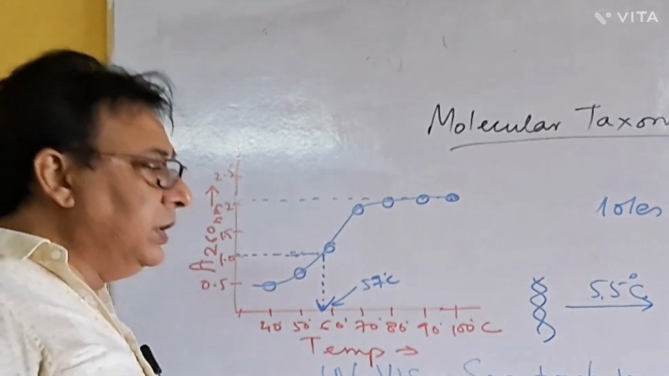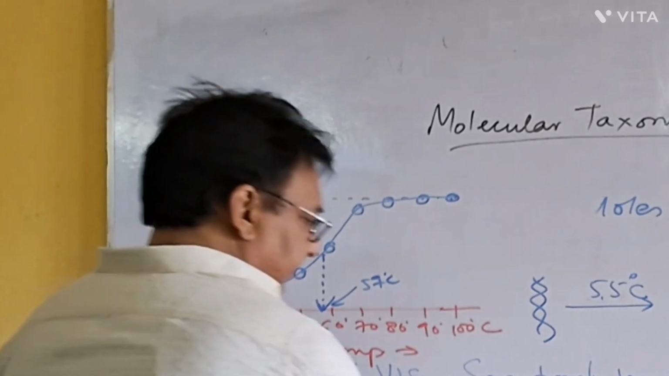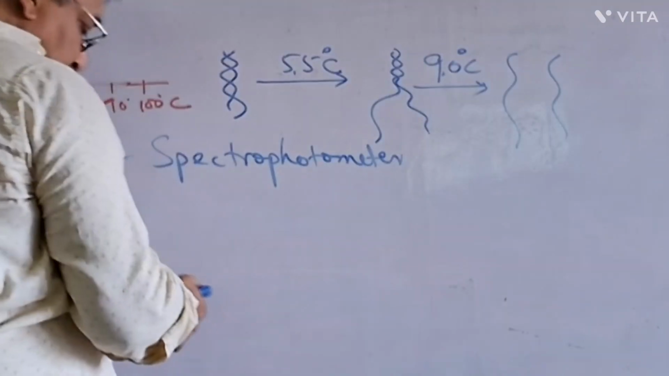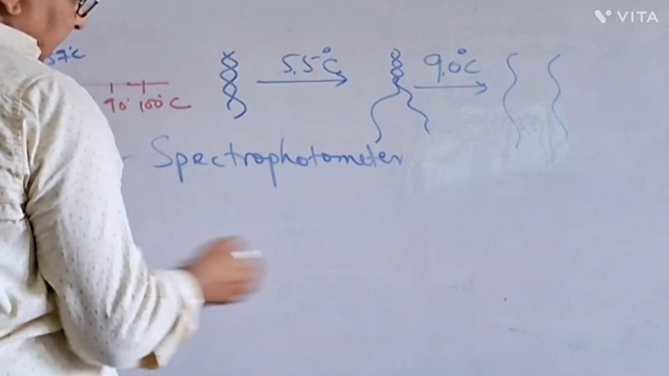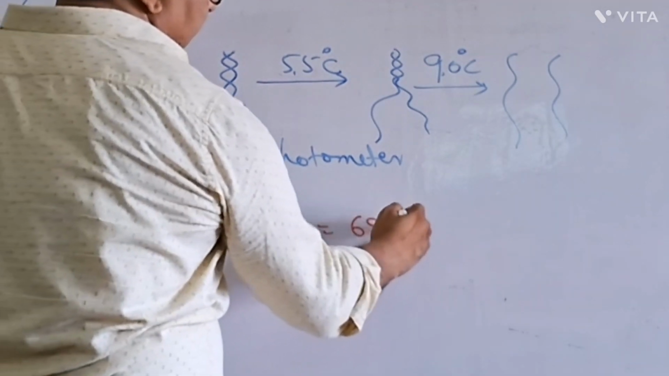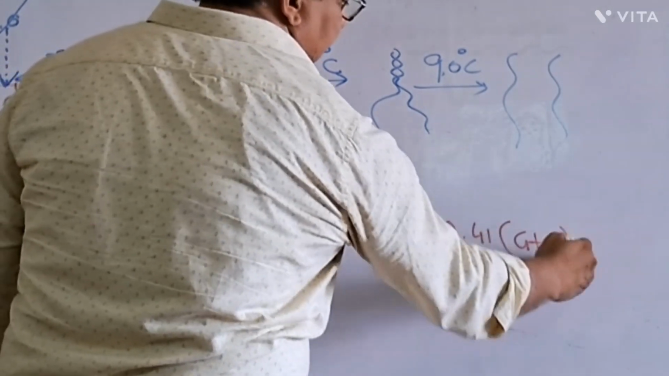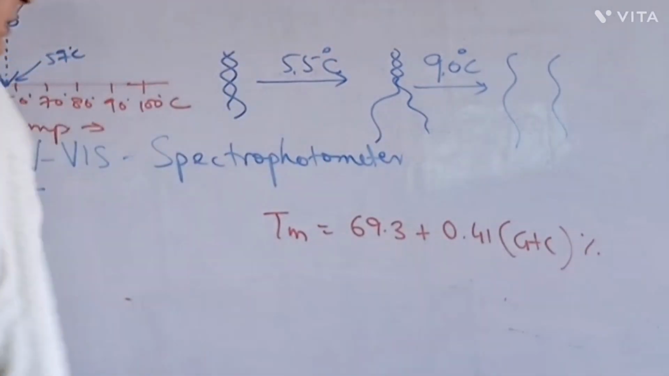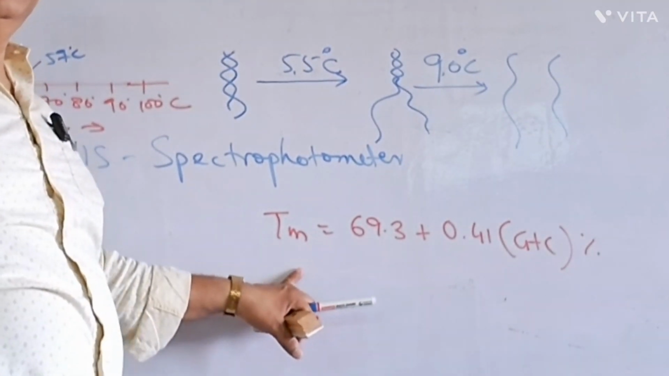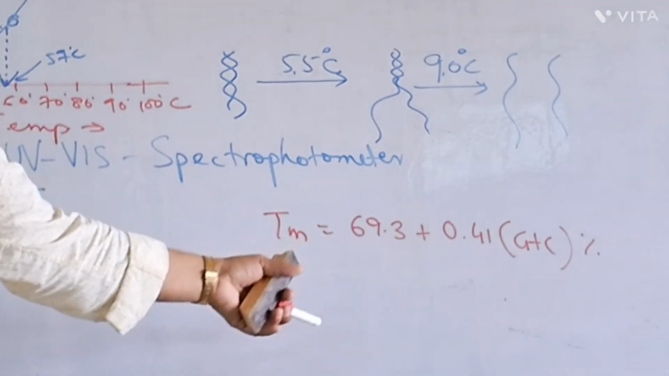Okay, so once you know the Tm value, you can determine the G plus C mole percent. There is a formula that is used to determine that. Tm is equal to 69.3 plus 0.41 times G plus C percent. So you can put the Tm value here, 57 degrees, to determine the G plus C percent of that particular DNA.